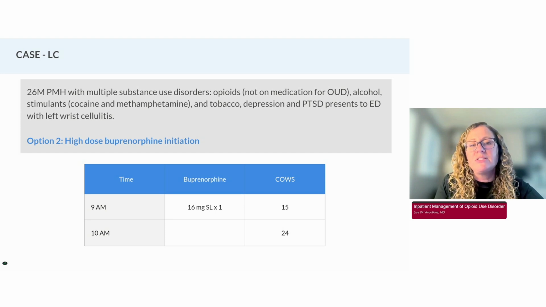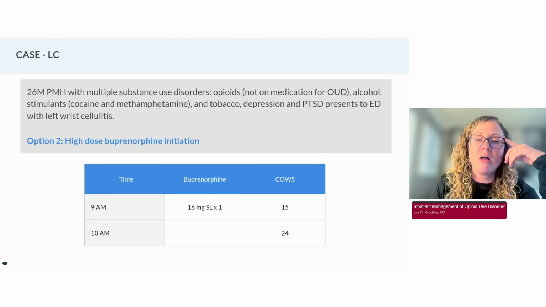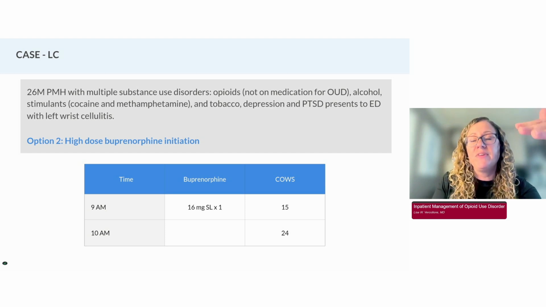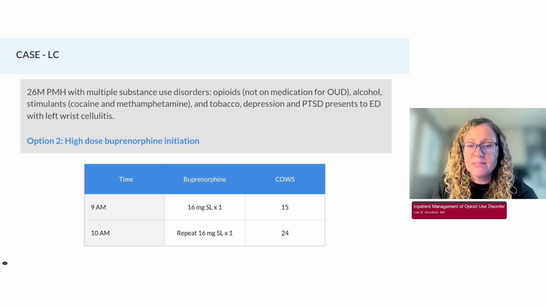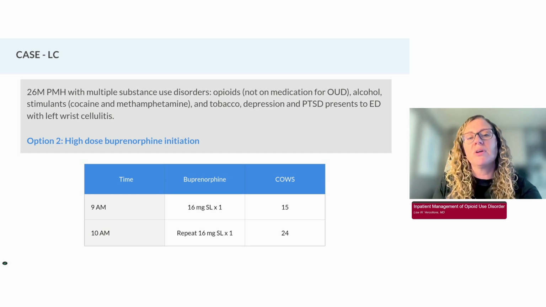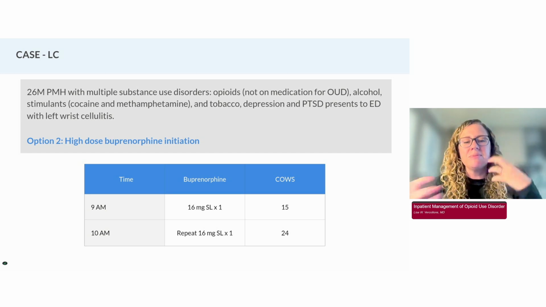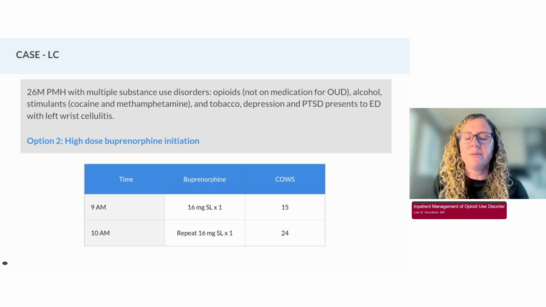In this situation, let's assume that you give 16 milligrams and it throws the patient into precipitated withdrawal, and their COWS went from 15 to 24. What do you do? You repeat the 16 milligrams. Either way, regardless of how the patient is looking, you want to repeat that 16 milligrams. And there are some protocols now that just give the 32 milligrams up front. But sometimes this is a lot to have in the patient's mouth and for a lot to be dissolving at one time.